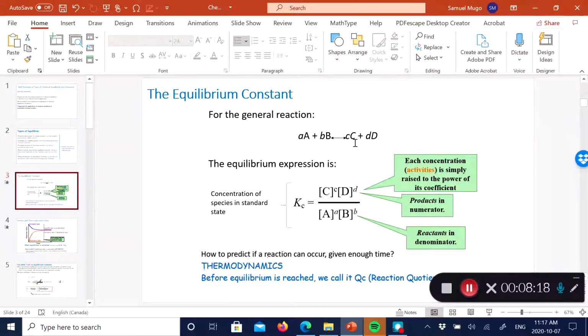So before you can calculate the equilibrium constant, you should be able to know the stoichiometry of that reaction. So that reaction should always be balanced. Make sure it's balanced. The number of atoms on the left-hand side should be equal to the number of atoms in the right-hand side.